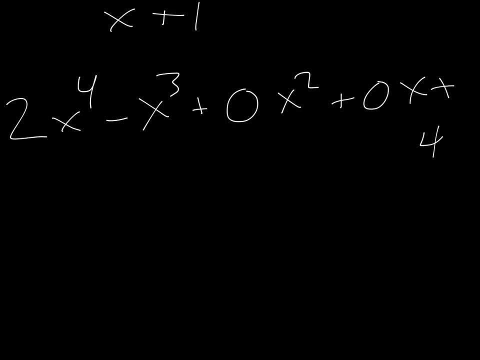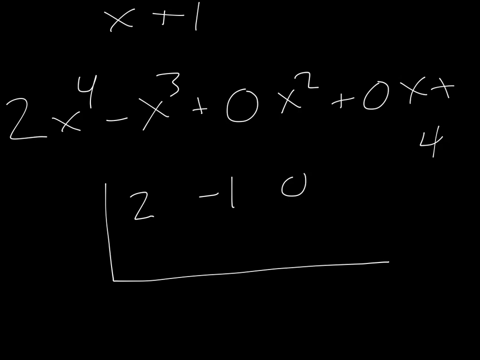Run out of space here, so forgive me. And so when I set this up, my coefficients are 2, negative 1, 0, 0, and 4. And since I'm dividing by x plus 1, right, we have to ask what value of x makes x plus 1 equal to 0. So x must be negative 1. That's our initial setup. Okay, so here's our setup. We have 2, negative 1, 0, 0, 4. Dividing by x plus 1, so negative 1 is here.